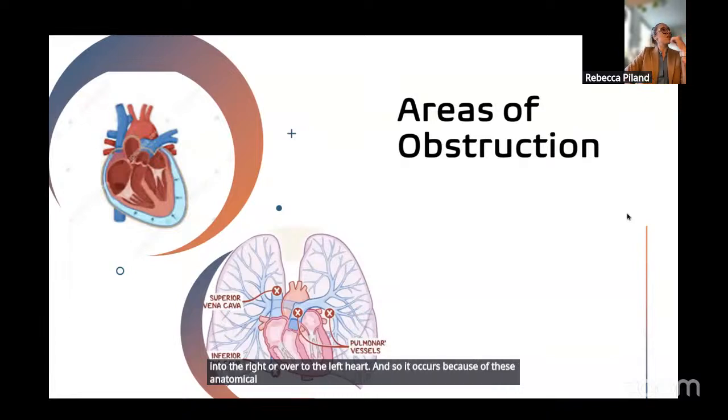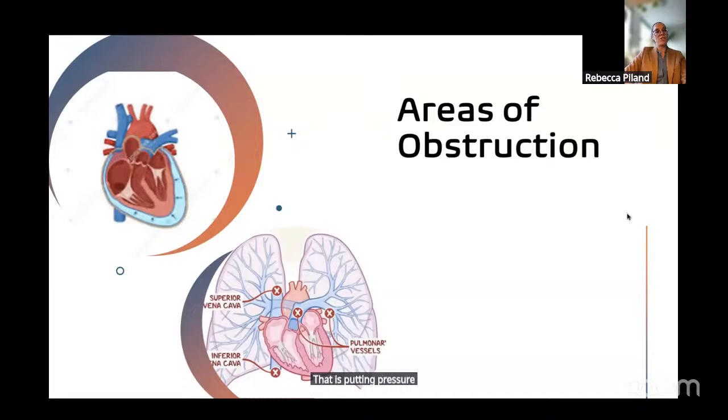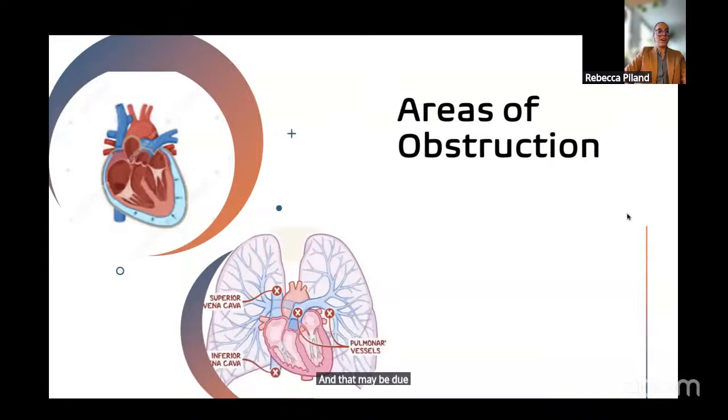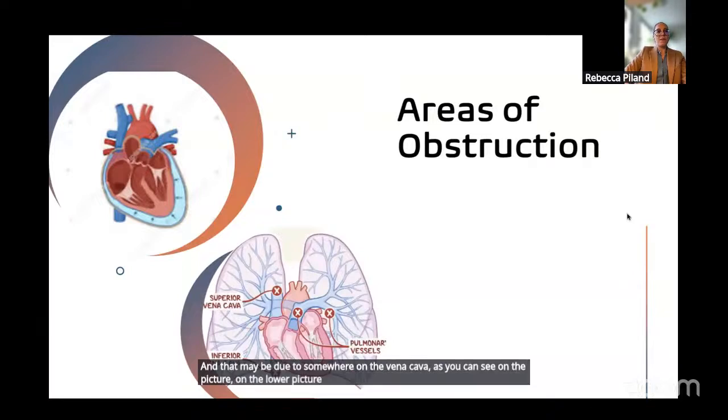In this first picture, you can see in the upper corner the fluid that surrounds the heart that is putting pressure on a weaker right ventricle, causing collapse. And so the fluid on the outside of the heart has a higher pressure than the blood in the heart, and it causes collapse of that ventricle. And that may be due to somewhere on the vena cava, as you can see on the lower picture, or the pericardial sac, which is around the heart.